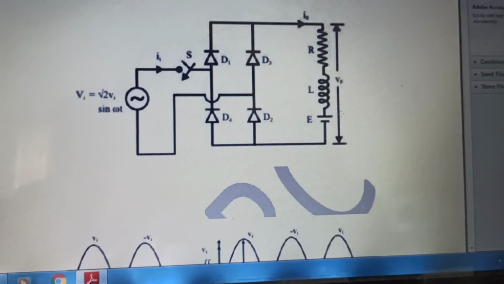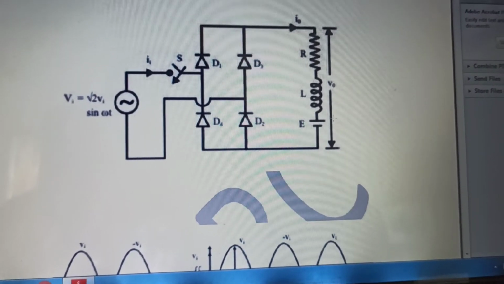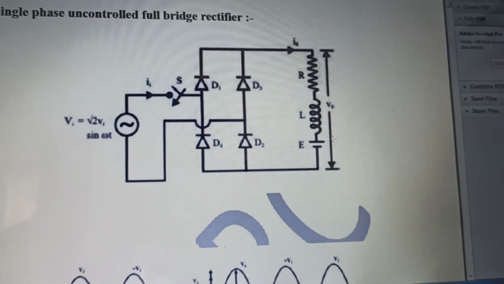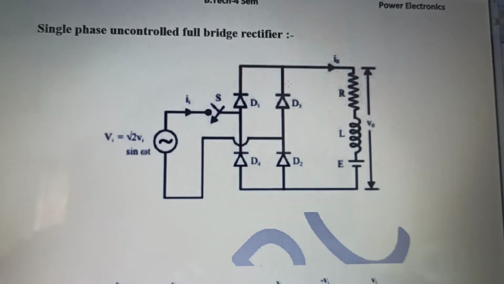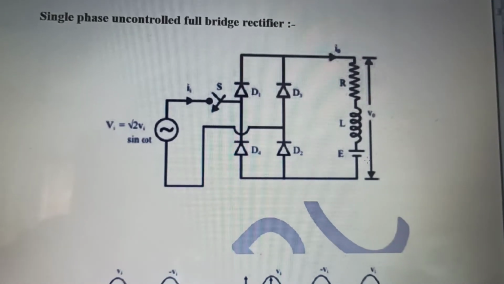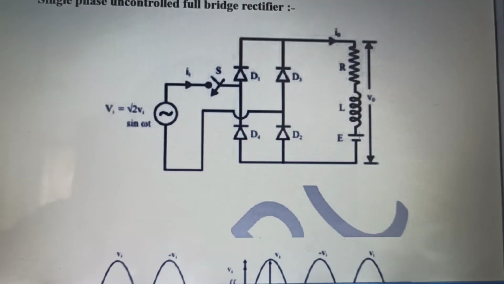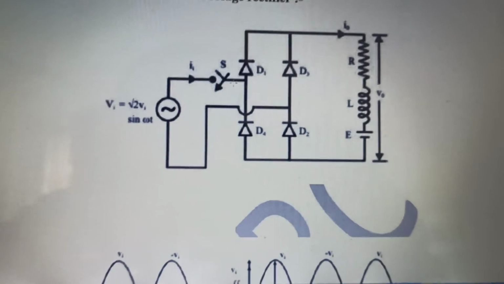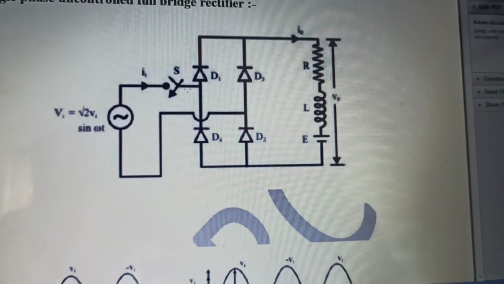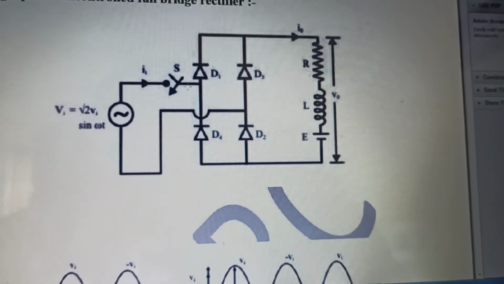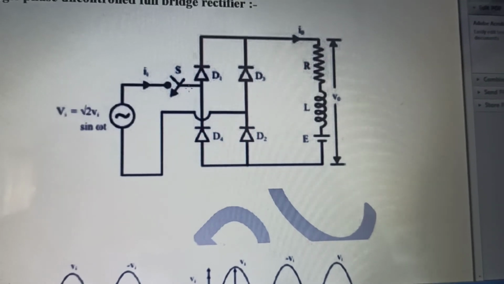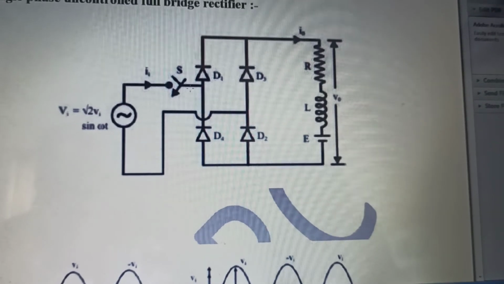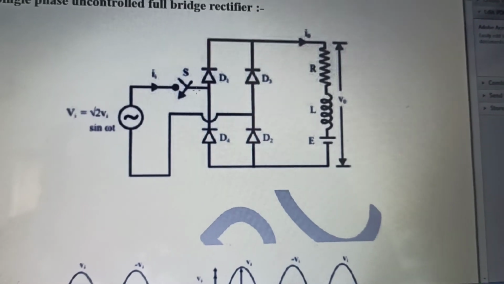If this E has reversed, yes, back EMF has become negative, so the converter will now act in the generating mode. Now this will feed power back to the source. Obviously the alpha, the conduction angle, has to be greater than 90. I think till this point the concept is quite clear, and I hope that the importance of RLE load becomes very clear.